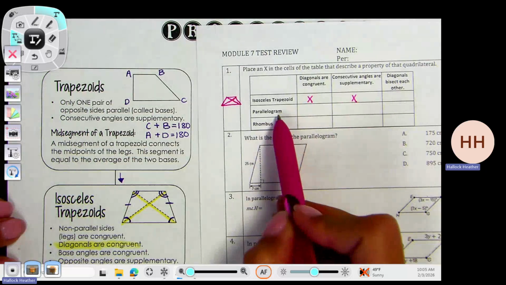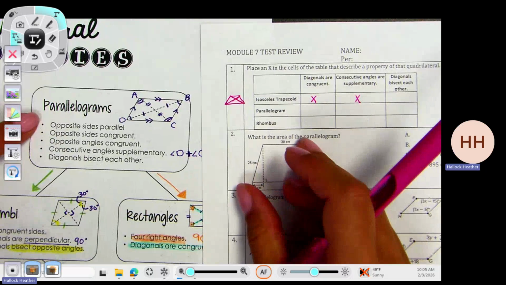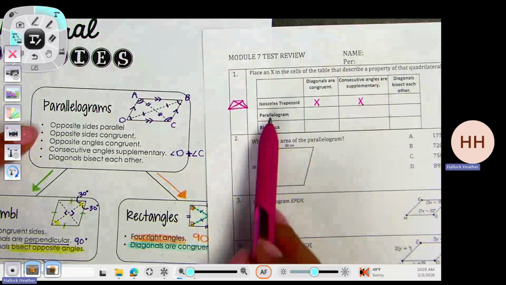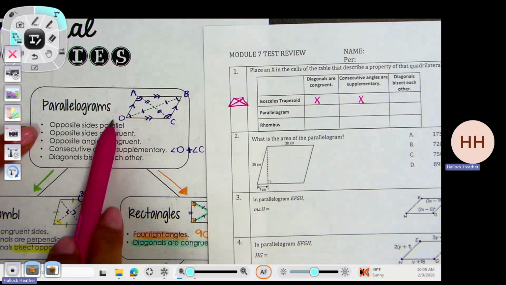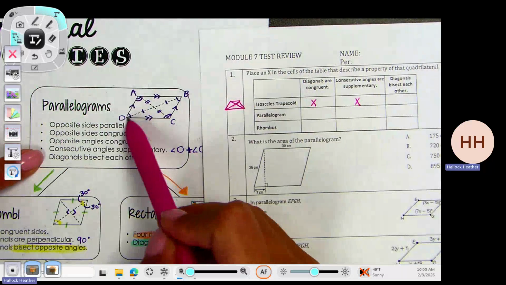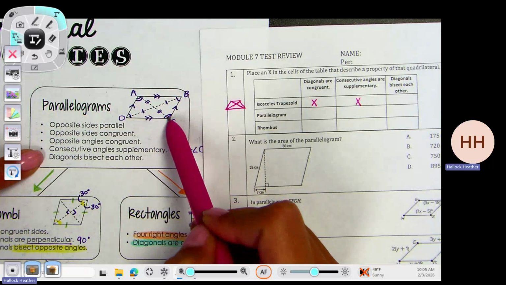The next shape is a parallelogram. Parallelogram is at the top of your diagram, which is right here. There is nothing before a parallelogram. So for the parallelogram, you're just looking at this box only. It says diagonals are congruent. It does not say diagonals are congruent. If you think about it, this piece is longer from corner to corner than this piece.